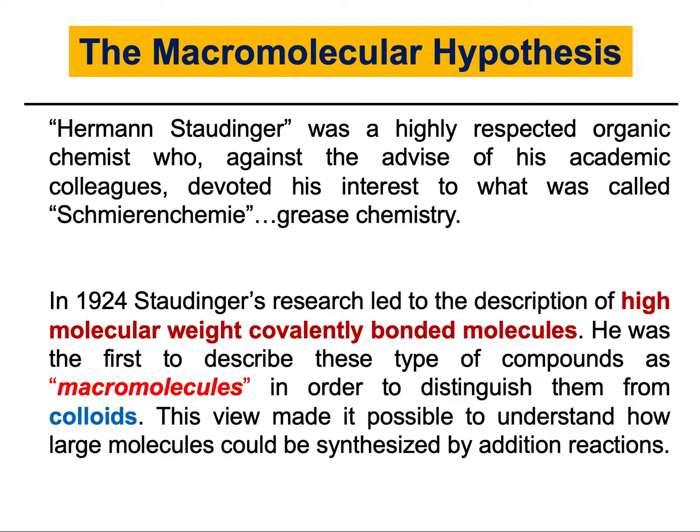In 1924, Staudinger's research led to the description of what he was calling high molecular weight, covalently bonded molecules, rather than colloids. He came up with the term macromolecule. He was the first one to describe these compounds as macromolecules in order to distinguish them from colloids. So he was trying to separate polymers and plastics from colloids.